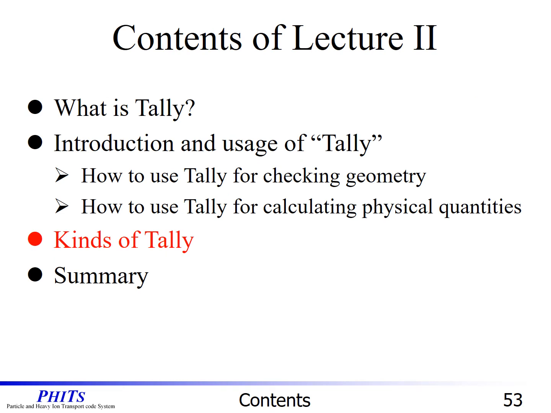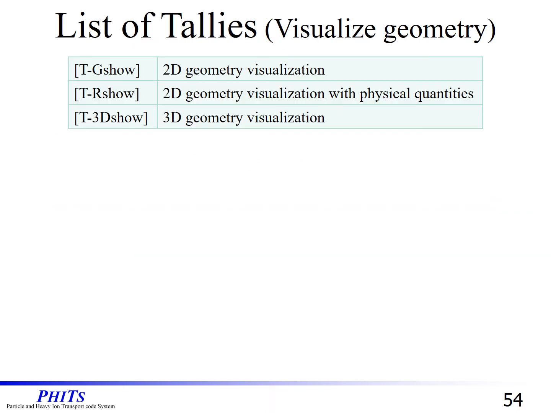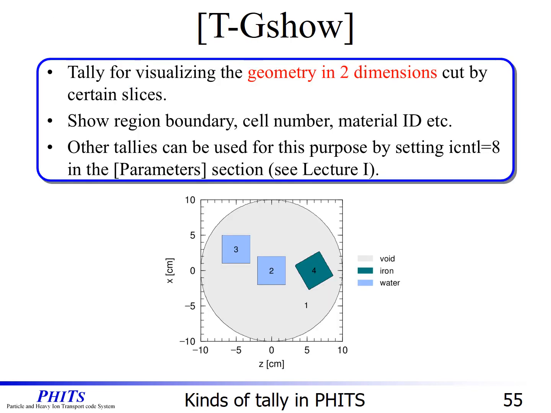So, now, let me go on to the next subject. This is a list of tallies to visualize geometry in PHITS. I will introduce them briefly. G-show tally is for visualizing the geometry in 2 dimensions cut by certain slices. It shows region, boundary, cell number, material ID, and so on.